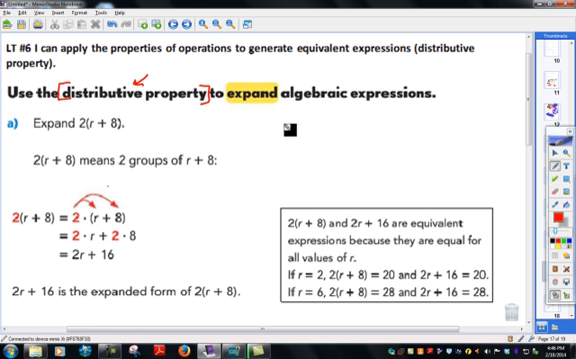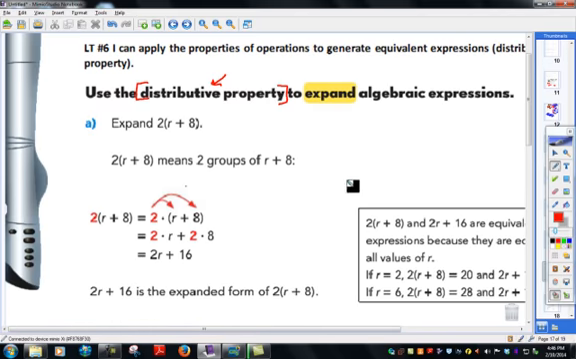Okay, now we have to understand there's two things we have to know. There's expanding, and that's what we'll talk about first. Expanding is actually the easier one in my opinion. This is the one we didn't do early in the year. Expanding is the real purpose of the distributive property.